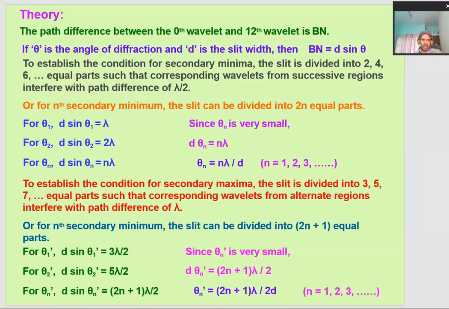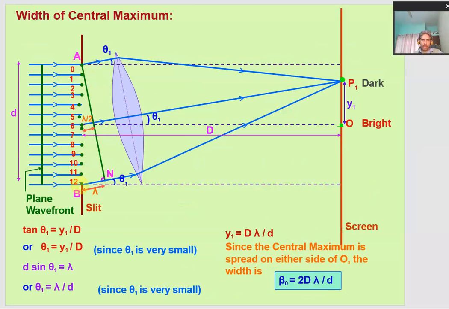So these are the two extreme points, A and B. The light coming from A has a path difference with the light coming from point B, which is equal to Bn. And if there is some midpoint of this slit, then the light coming from this point will have a path difference which will be half, because this is the midpoint of this slit.